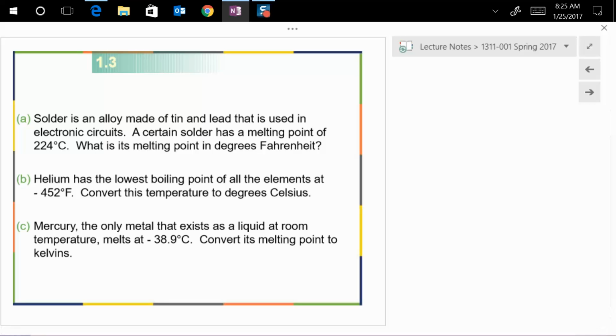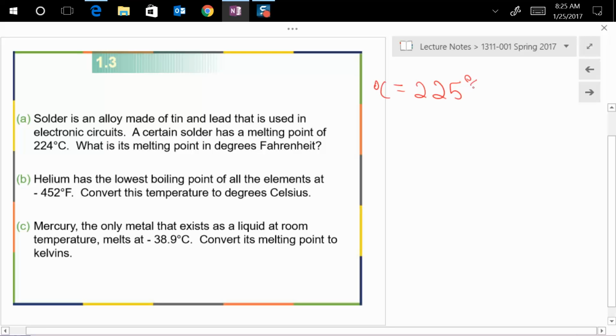Solder is an alloy made of tin and lead that is used in electrical circuits. A certain solder has a melting point of 224 degrees Celsius. What is the melting point in degrees Fahrenheit? Okay. So we have degrees Celsius equals 224 degrees Celsius, and I want to go to Fahrenheit. So degrees Fahrenheit is equal to 9/5 degrees Celsius plus 32. So what is the degrees Fahrenheit for that?